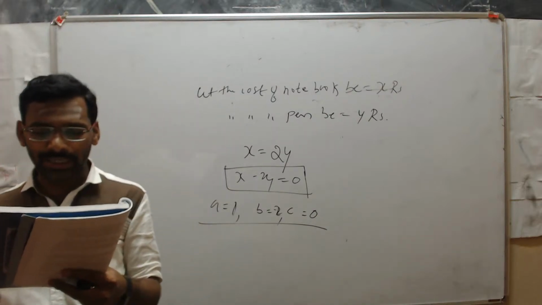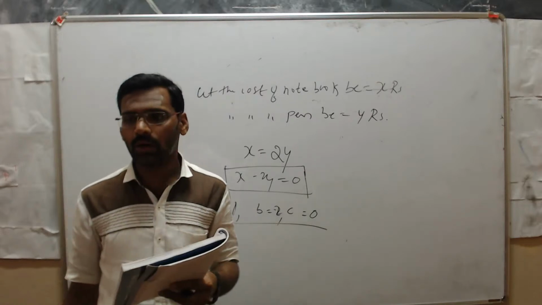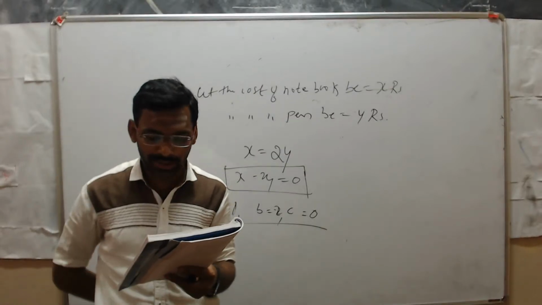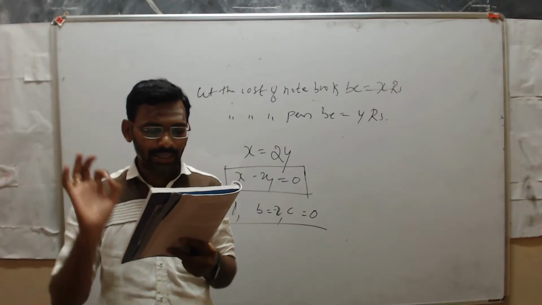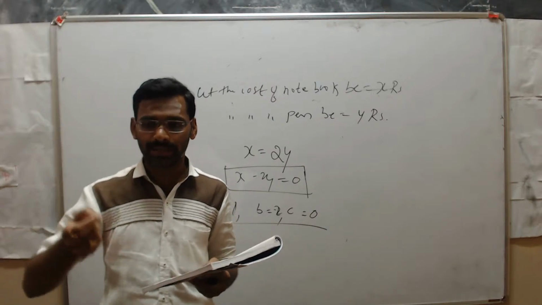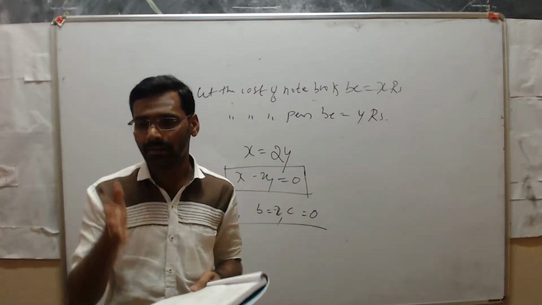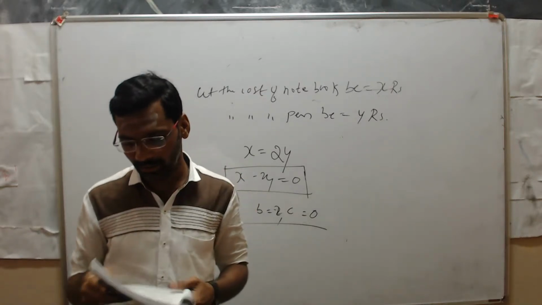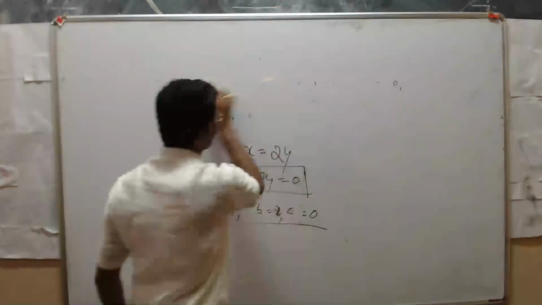Express the following linear equation in the form ax plus by plus c is equal to 0, because the standard form of a linear equation in 2 variables is ax plus by plus c is equal to 0, and indicate the values of a, b and c. It means we should represent the given equation in ax plus by plus c is equal to 0 form, then find the values of a, b, c. Okay, main question number 2.